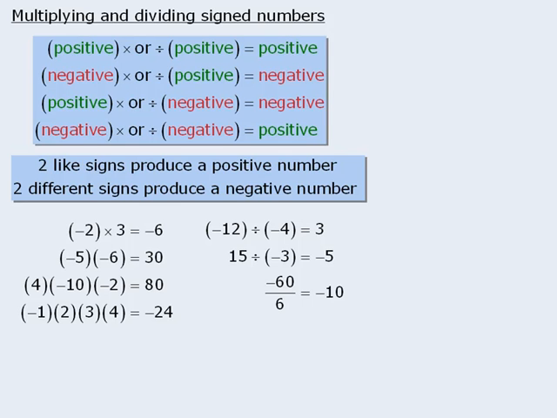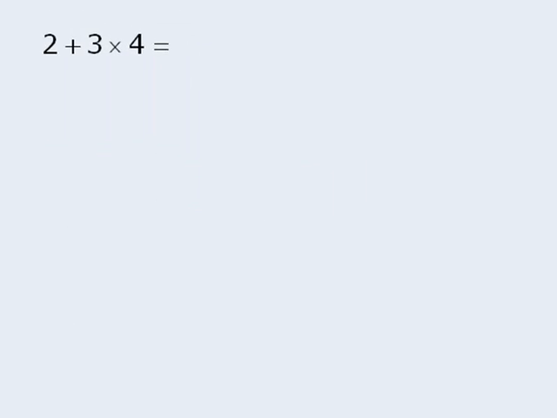Now that we have examined how to add, subtract, multiply, and divide signed numbers, let's see what happens when we combine operations. Notice that there are two different ways we could evaluate this. If we first add the 2 and 3 to get 5, and then multiply 5 by 4, we get 20. Or if we first multiply the 3 and 4 to get 12 and add this to 2, we get 14. So which of these two answers is correct?